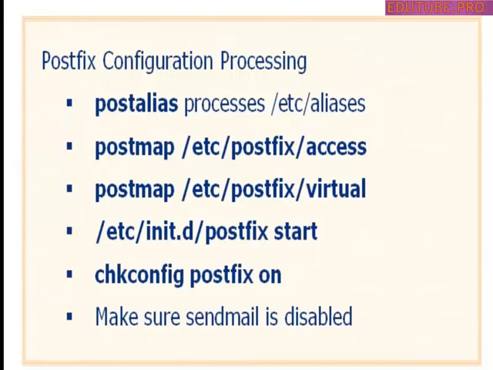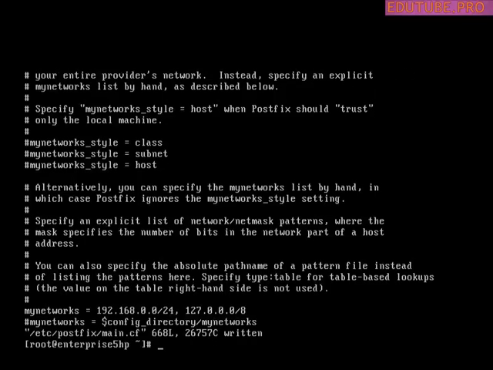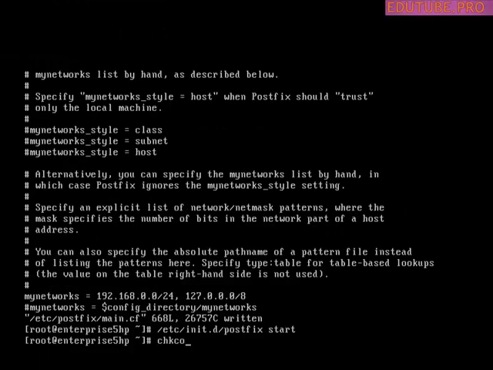If I've made any changes to the /etc/aliases configuration file, I process it with the postalias command. If I make any changes to other files in the /etc/postfix directory, I can process them with the postmap command. And once all these files are processed, I start the Postfix service with the postfix start command. I make sure Postfix is set to start the next time I boot Linux.